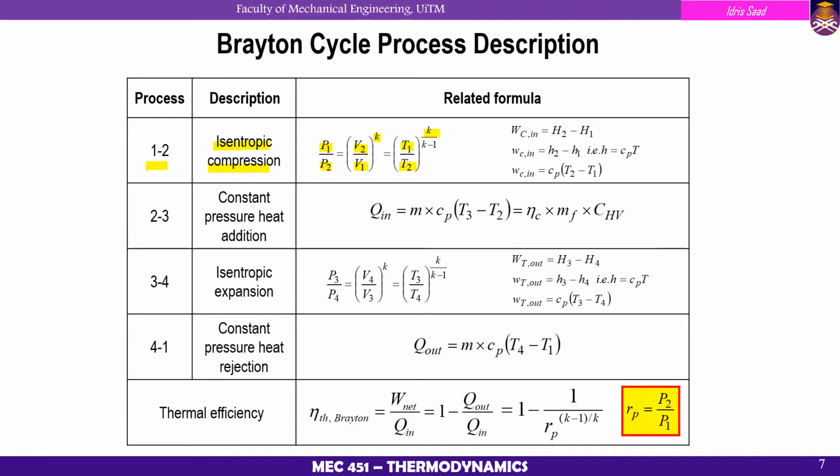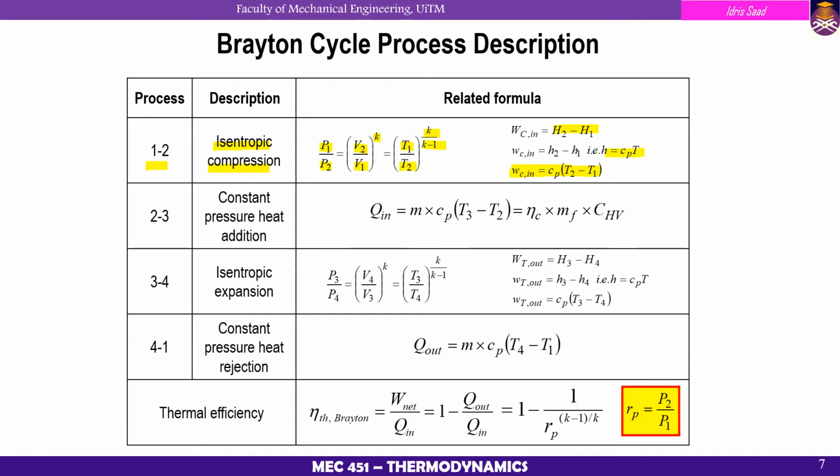to the power of k divided by k minus 1. So this equation is very similar to the isentropic compression for the Otto and diesel cycles. From this we can also calculate the work input for the isentropic compression, which is h2 minus h1. We know that in the case of an ideal gas, h is equal to CpT. Then we can calculate the work input as Cp times (T2 minus T1). So this is the work in the compressor that we can calculate for the process 1 to 2, the isentropic compression.